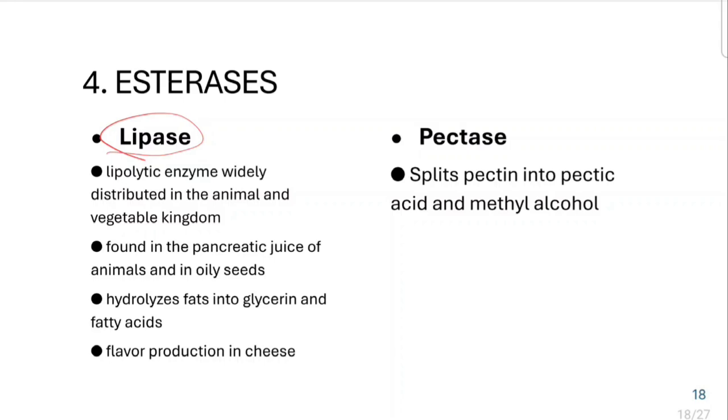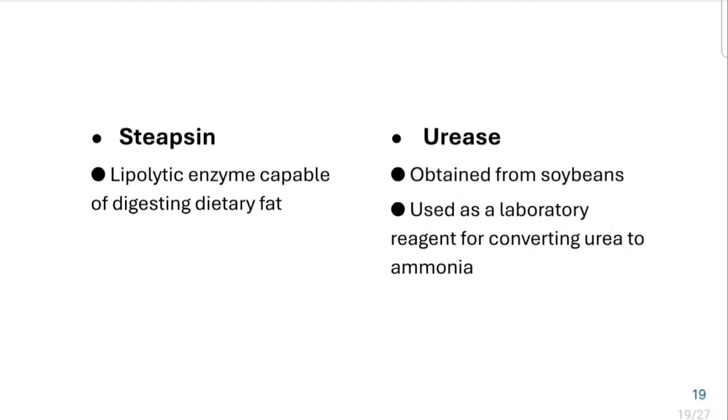Then you have your pectase. It splits pectin into pectic acid and methyl alcohol. Then you have your steapsin, a lipolytic enzyme capable of digesting dietary fat. Meaning this is usually found also in your stomach and the large intestine in order for you to degrade your fats. Then you have urease obtained from soybeans and usually used as a laboratory agent in converting urea to ammonia.